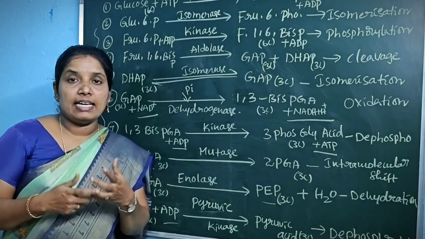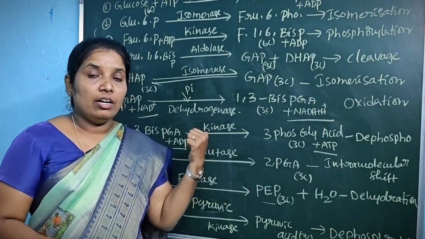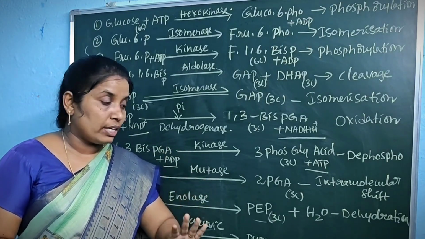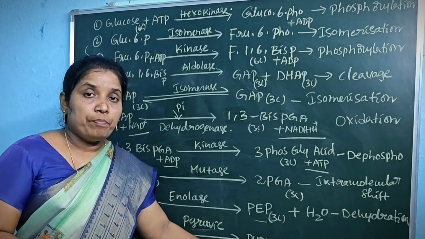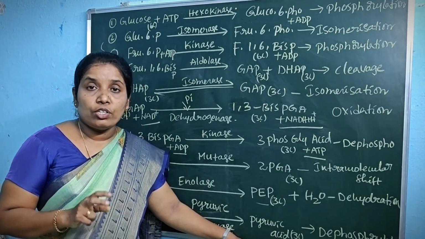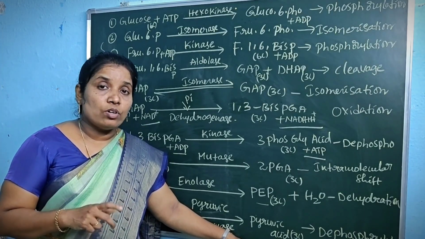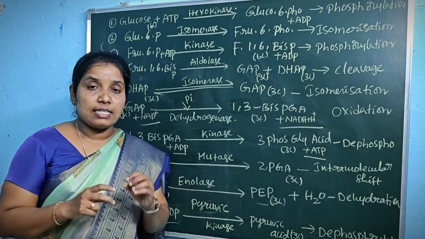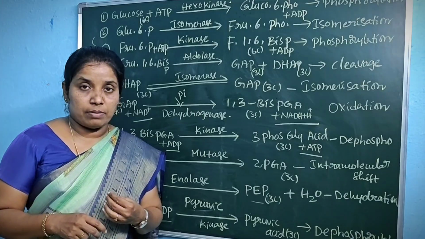So let's see the salient features of glycolysis. It occurs in the cytosol. Here one glucose molecule undergoes partial oxidation and converts into 2 pyruvic acid molecules. Okay, so no oxygen is used in this process and no CO2 is released in this process. Here glucose undergoes partial oxidation only. So actually glycolysis is common for both aerobic organisms and anaerobic organisms.